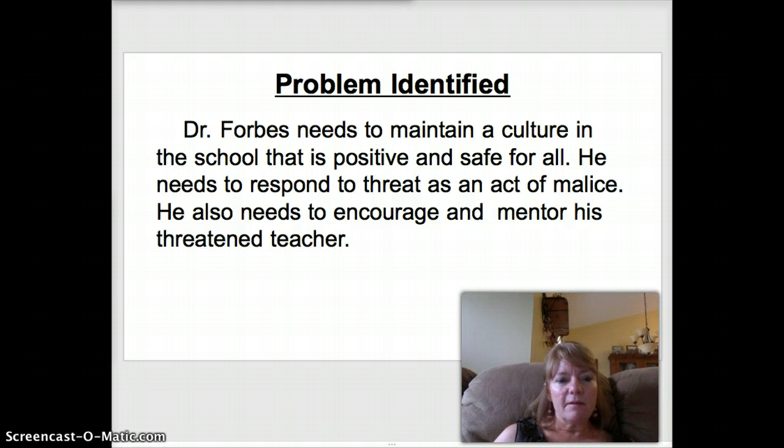The problem identified. I think that Dr. Forbes needs to maintain a culture in the school that is positive and safe for everybody, and therefore he needs to respond to the threat as an act of malice, and he also needs to encourage and mentor this threatened teacher and take care of this classroom situation.